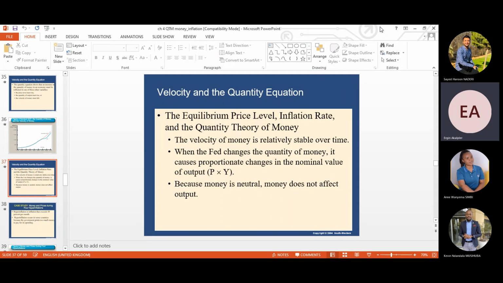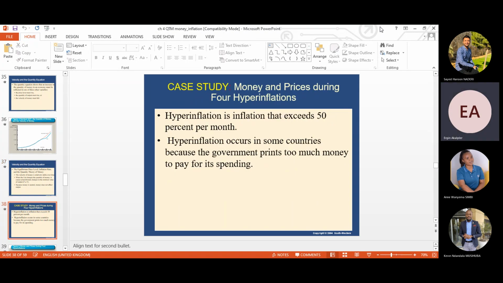The equilibrium price, inflation rate, and the quantity of money. The velocity of money is relatively stable over time. When the central bank changes the quantity of money, it causes proportionate changes in the nominal variable of output, P multiplied by Q. Because money is neutral, money does not affect output. And hyperinflation, as I said to you, is above 40-50%.